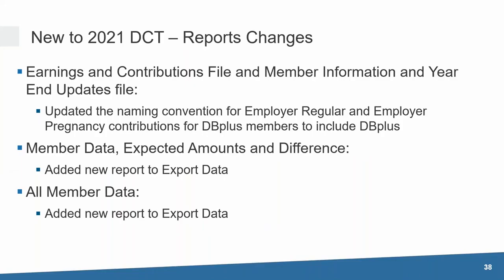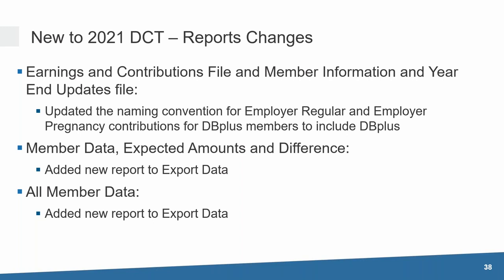This slide provides highlights of the DCT changes that we have made. Some of these changes have been made based on comments and suggestions from employers. On the earnings and contributions file and the year-to-date file, we've updated the naming convention for the predefined column names for employer regular and employer pregnancy contributions to include DB+.